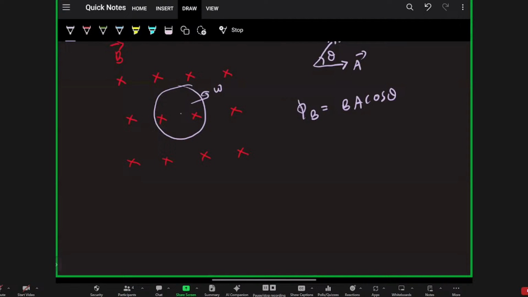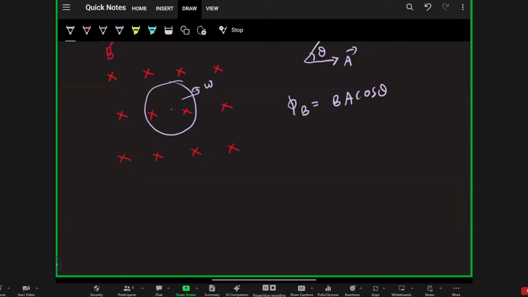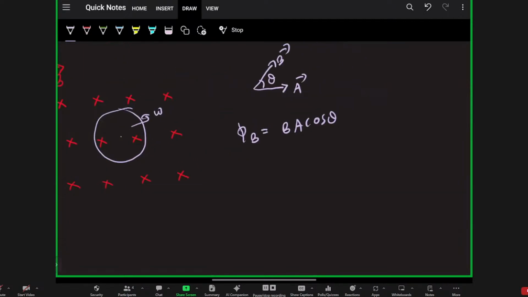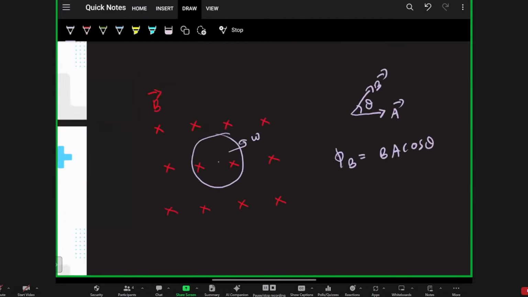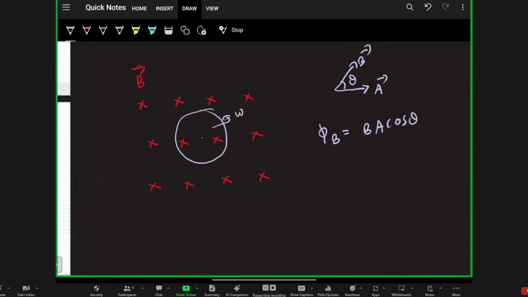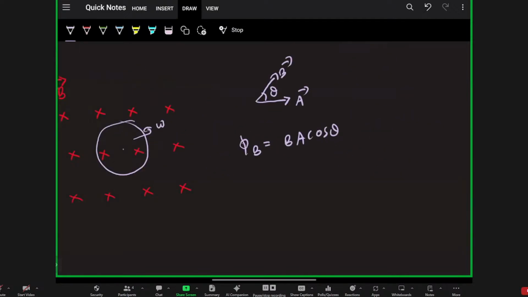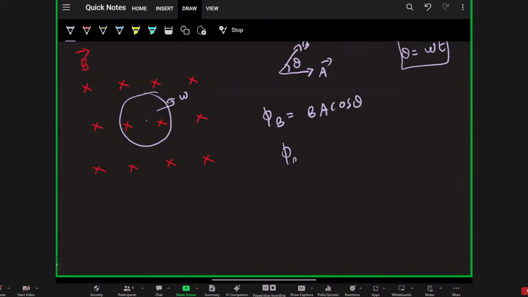Correct? So here theta is changing, because the loop is rotating. That change in theta I can write in terms of angular velocity: theta equals omega t. So the magnetic flux phi B is BA cos omega t.